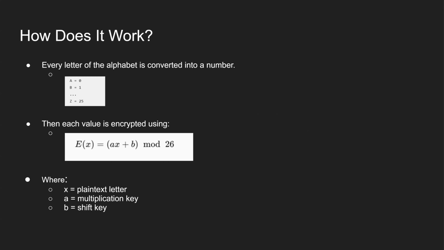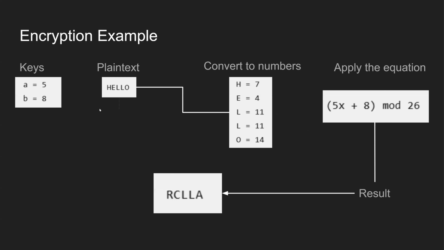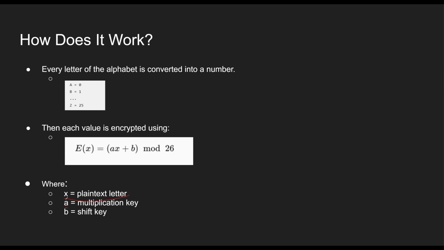So how does it work? Every letter of the alphabet is converted into a number. So think A equals 0, B equals 1, all the way to Z equaling 25. And then each value is encrypted using this formula, where (A times X plus B) mod 26 is the encrypted value of the character that you're on. As you can see here, X is a plain text letter, A is the multiplication key, and B is a shift key.